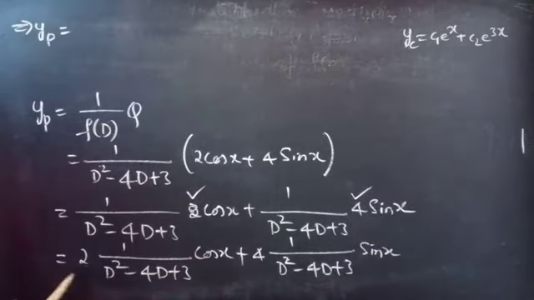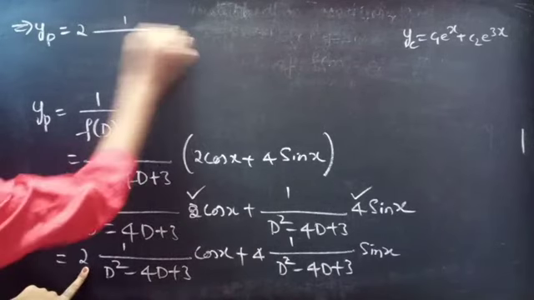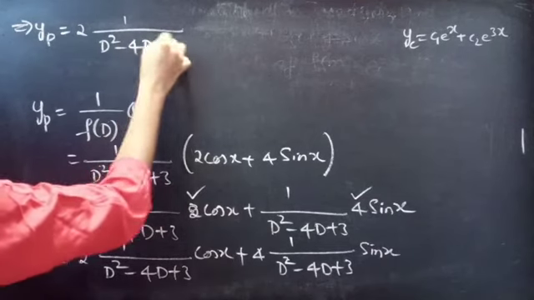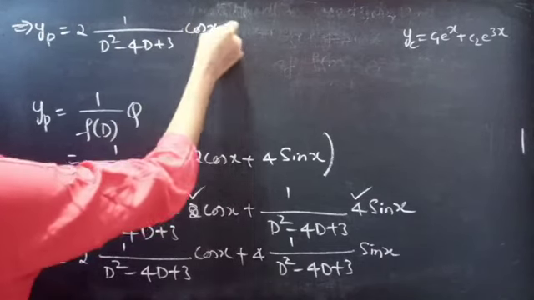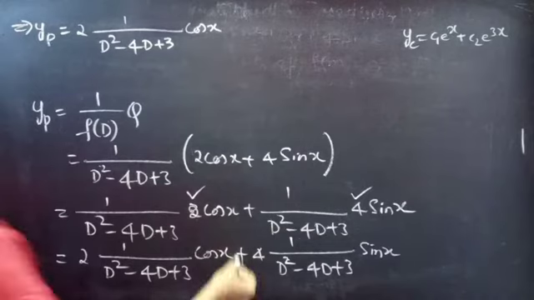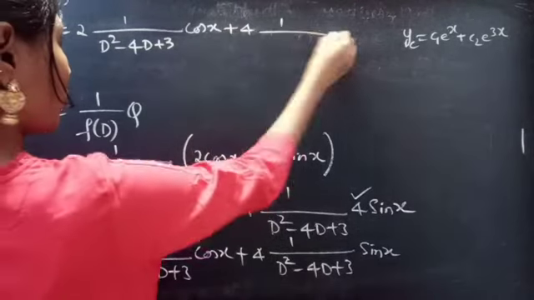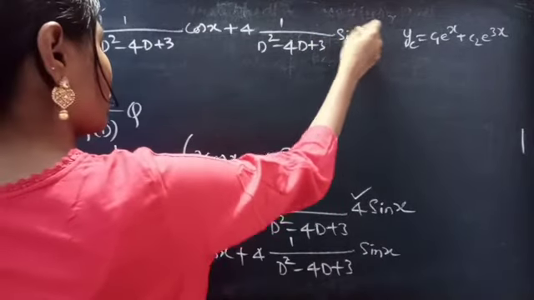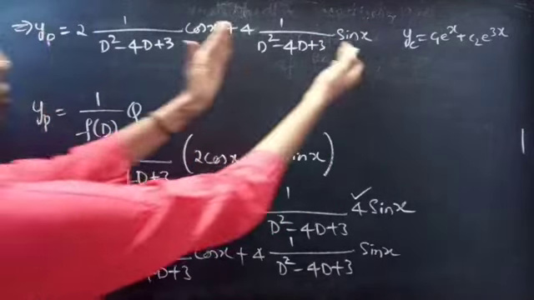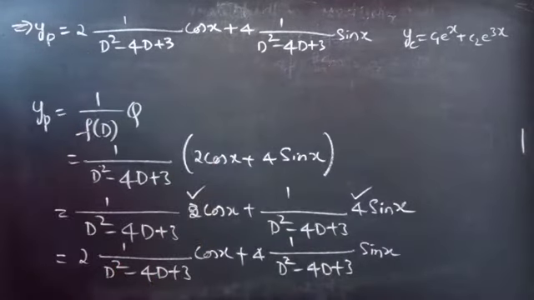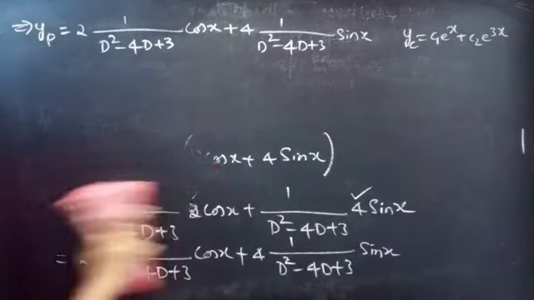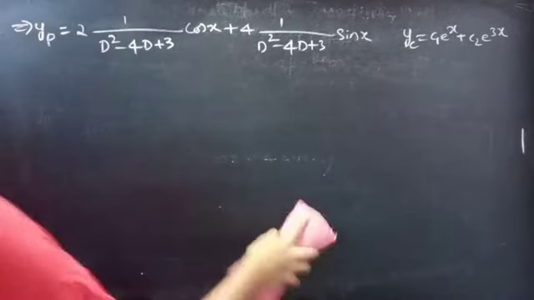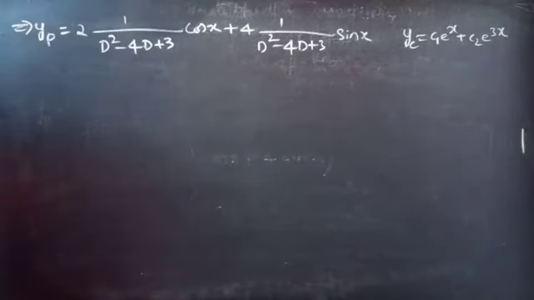Now we have yp = 2 into 1/f(D) into cos x plus 4 into 1/f(D) into sin x. Now you can find each term separately, or you can just go with the flow. Firstly, let's find each term separately.